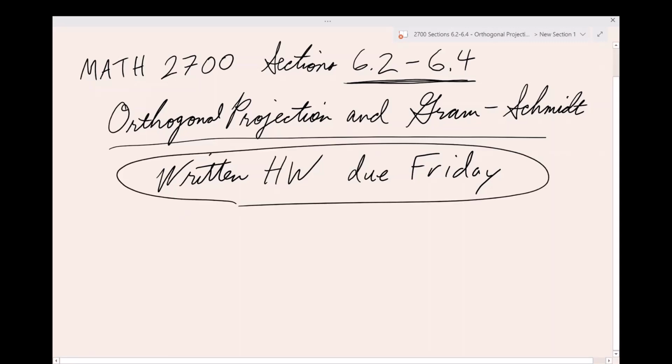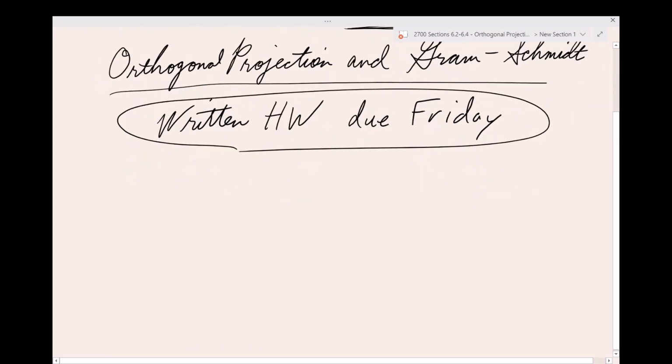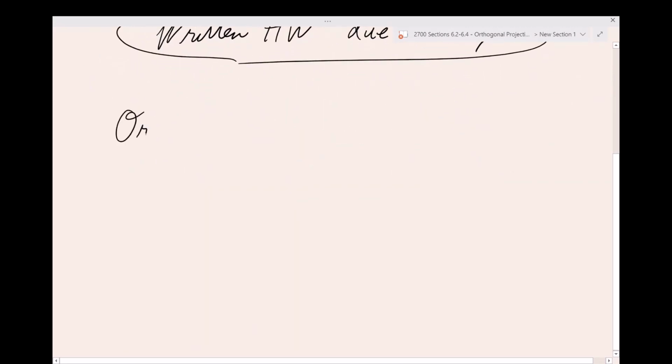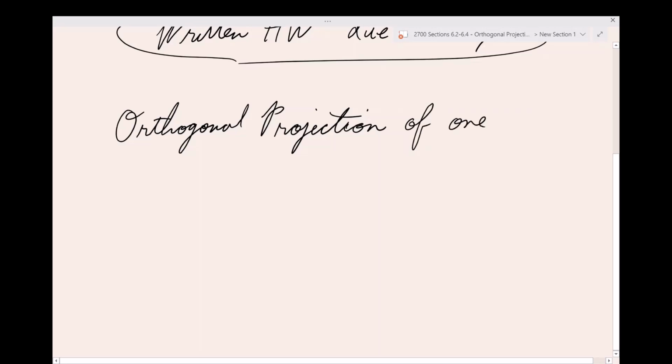So just remember that. Okay, so let's get started, and the first thing I want to talk about is orthogonal projection. And at first I just want to talk about it as, let's say, of one vector to another. And maybe we want to say another's line, if you wanted to be a little bit careful.